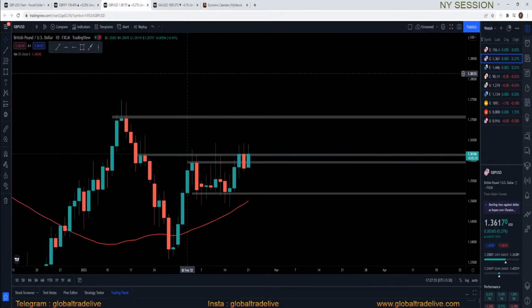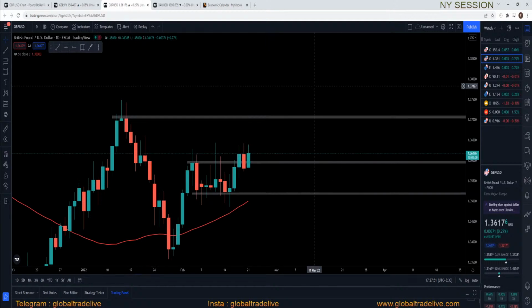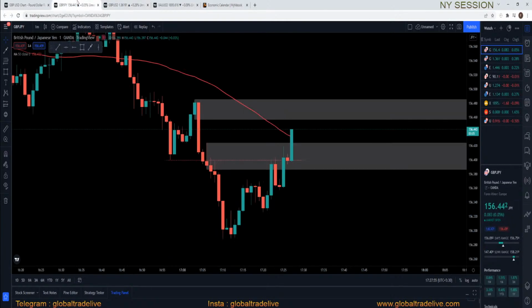So yeah, we were talking about GBP USD. So there was an area over here, and right now the market is rejecting this area as well. So I'm gonna remove this one. Don't need this one. So the previous two candles become a fake out.